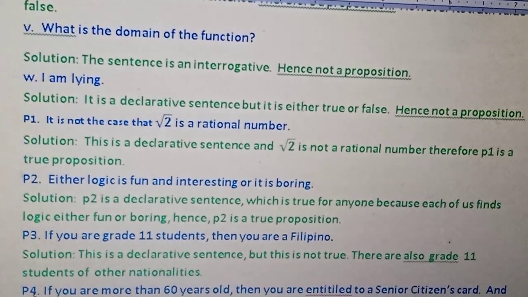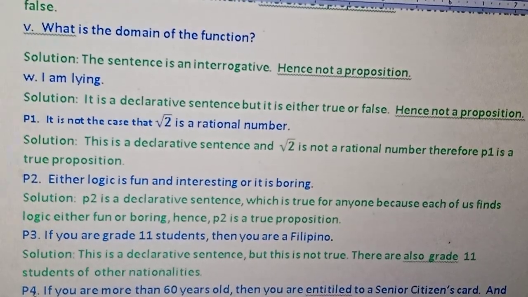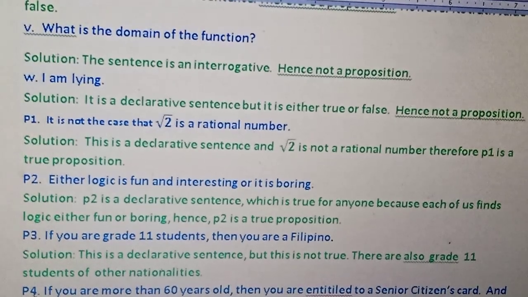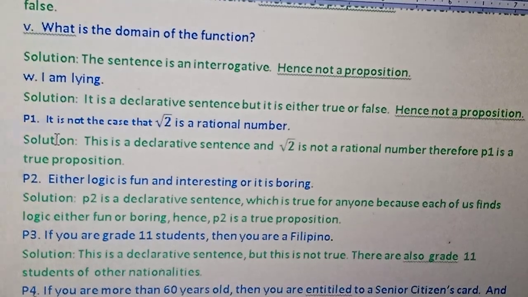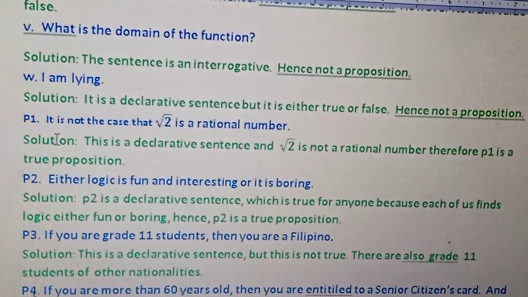So that is the definition of a proposition. A proposition is a declarative sentence that is either true or false, but not both. Let's go to P1. P1. It is not the case that the square root of 2 is a rational number. Solution. This is a declarative sentence, and the square root of 2 is not a rational number. Hence, this is a true proposition.